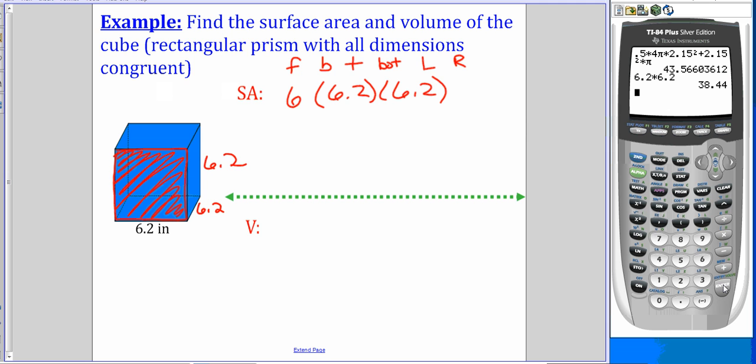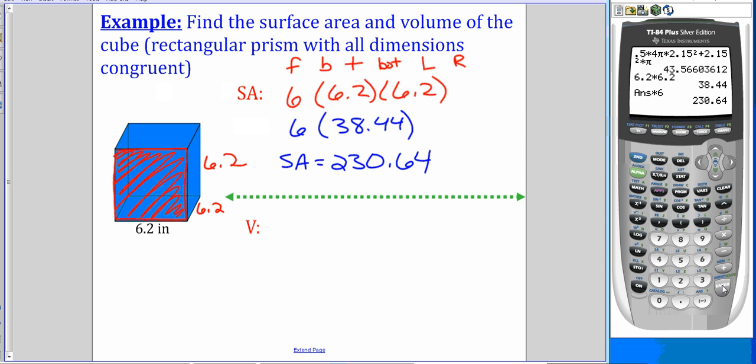So I have 6 times 38.44, and so I'm just going to hit times 6. And again, this is only for a cube. So I get that my surface area is 230.64. My units are inches. Area is inches squared.